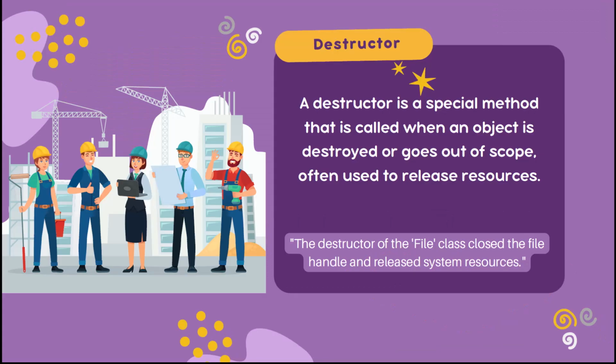Destructor. A destructor is a special method that is called when an object is destroyed or goes out of scope, often used to release resources. Example: the destructor of the file class closed the file handle and released system resources.